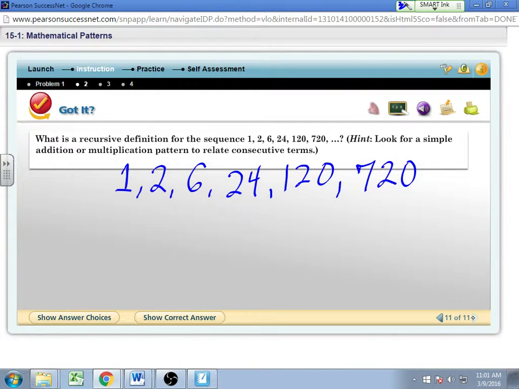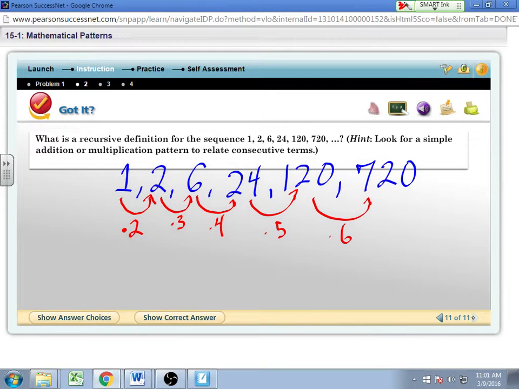So to get to the third term, you multiply by 2, and then each time you multiply by 1, 1, this times 3, times 4, 5, 6. So how would we write that as a recursive sequence?